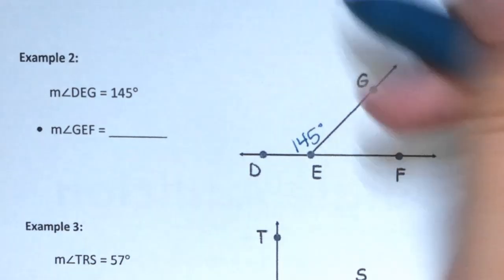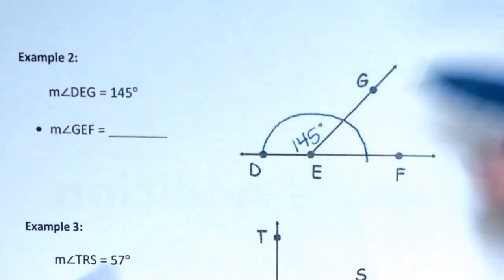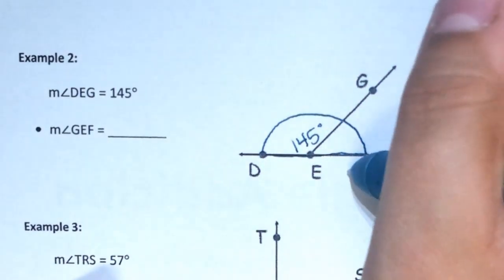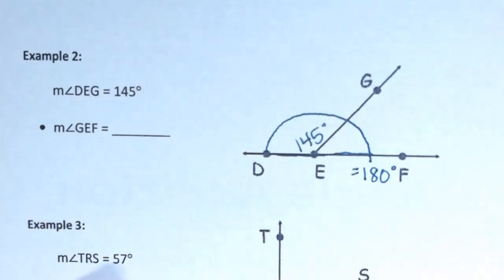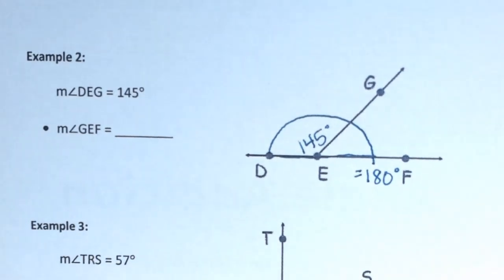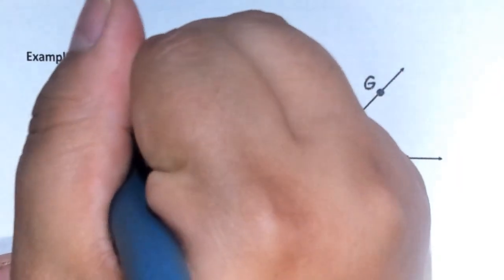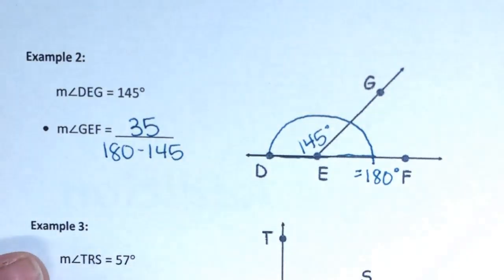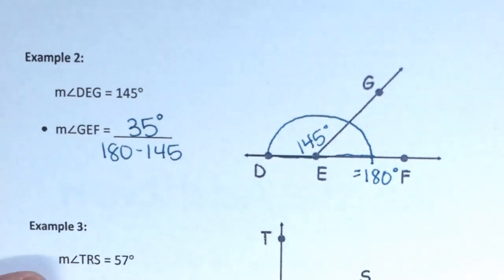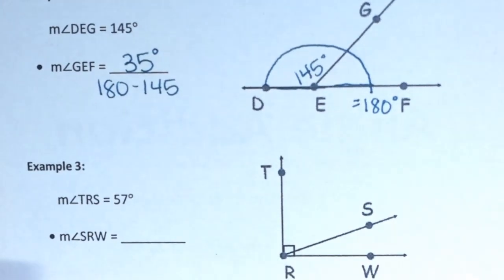What else do I know? A straight line is 180. I know that a straight line from here to here is 180 degrees. Write that down if you don't have it. So what am I going to do here? You're going to subtract 145 from 180, and get 35. And if you put just 35, you'll get a point off. 35 degrees. Y'all know how many people wrote just the number on that protractor question a second ago?